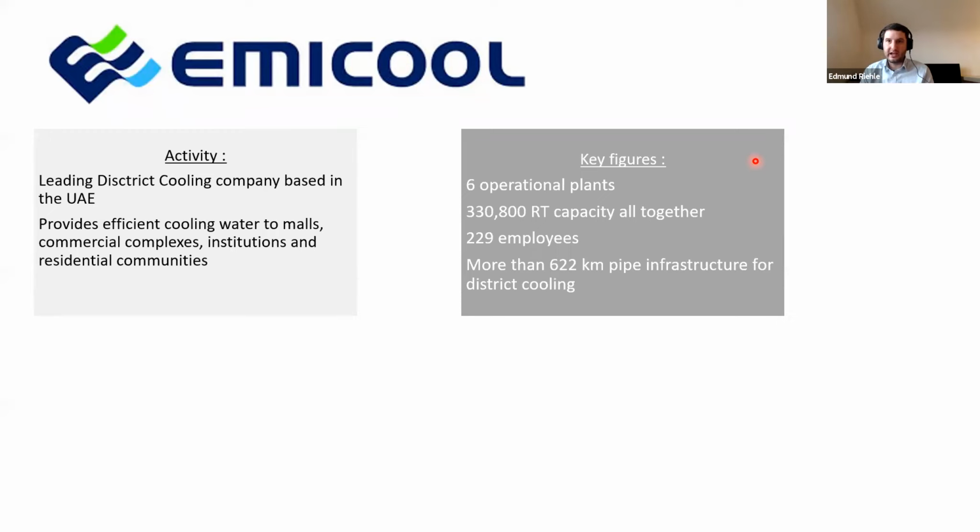And their key figures are that they have 6 operational plants all over the UAE or Dubai, with a capacity of 330,800 refrigeration tons, which is a unit for cooling water. And they have at the moment 229 employees and more than 622 kilometers of pipe infrastructure in the ground, where they have also water losses, of course, and they have the need to detect those leaks because district cooling water is, unlike fresh water, very precious. So it costs a lot of money because you also invest energy into the water to cool it, and therefore it's a really big financial loss if they lose that water.